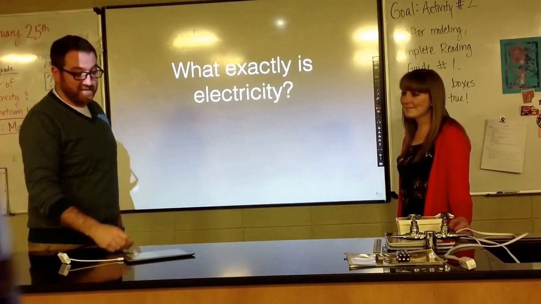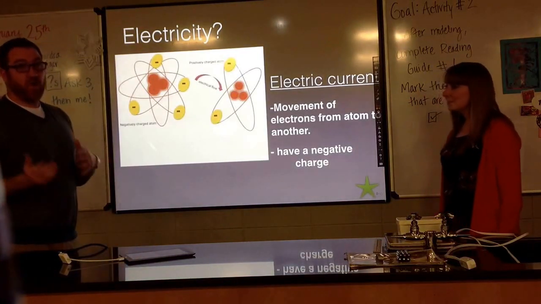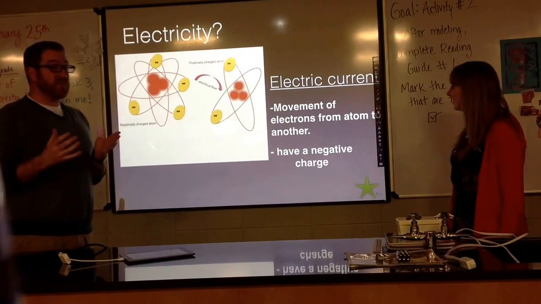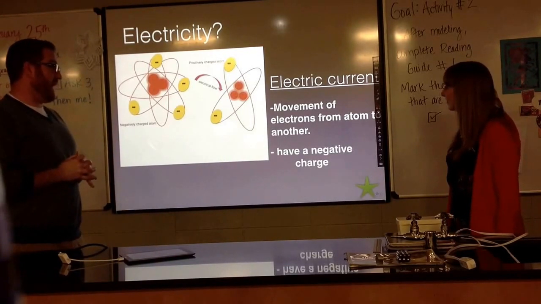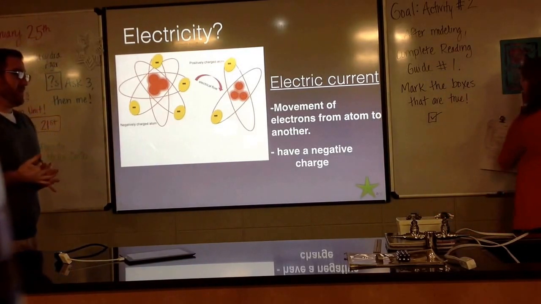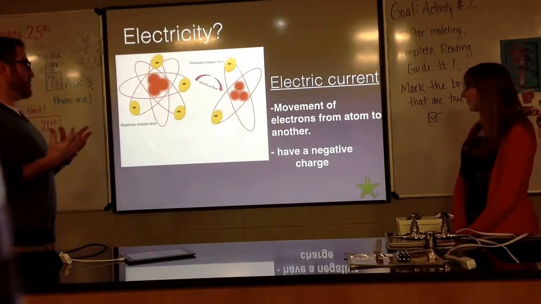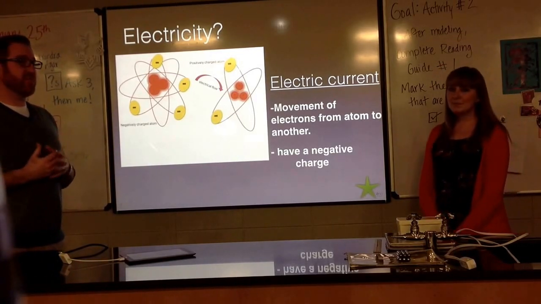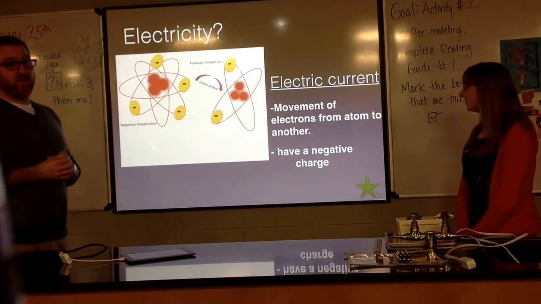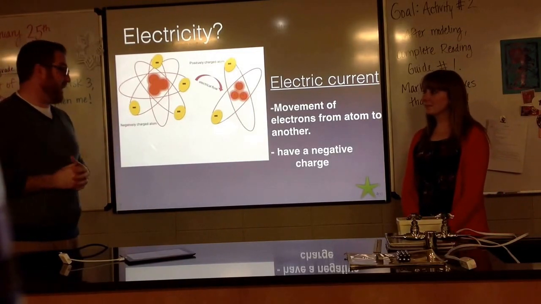save on electricity. So, as far as electricity goes, it's all powered by the electric current, which is the movement of electrons from one atom to another. Electrons, ladies and gentlemen, have a negative charge. And our usage of that negative charge can help us make things move, or make things light up, or make our daily lives a heck of a lot easier.